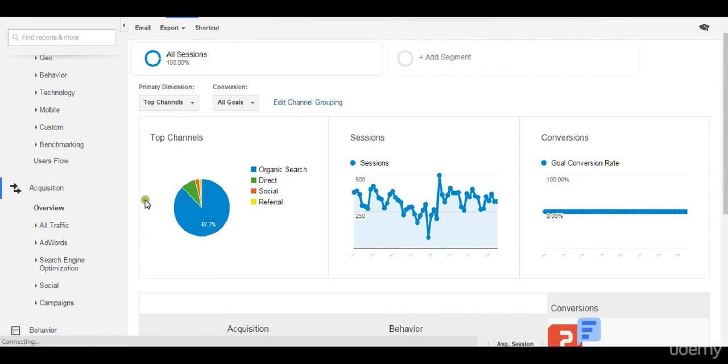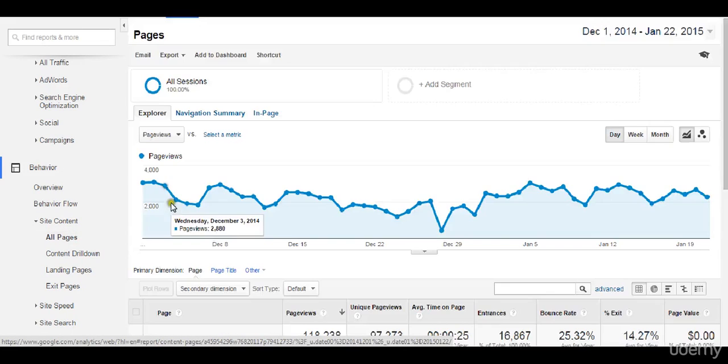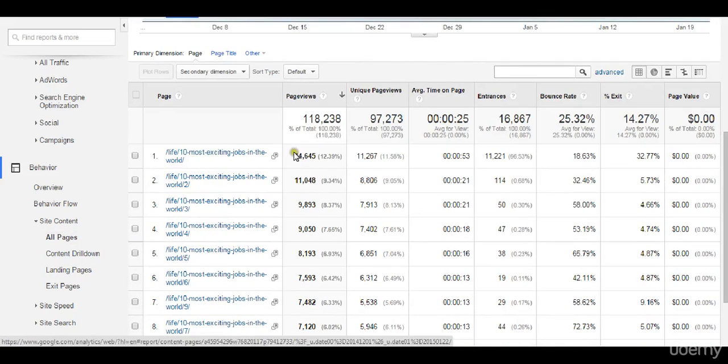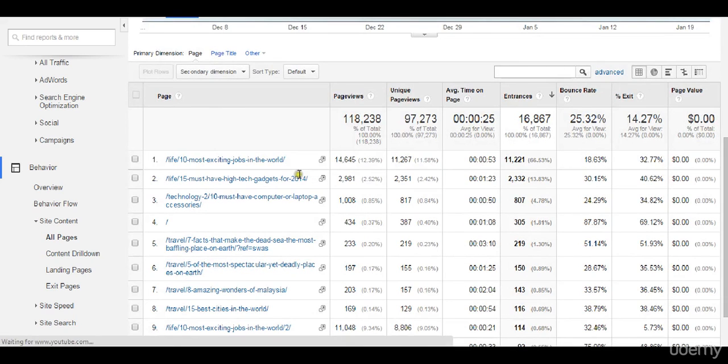So if you look at the type of content, let's just have a look at the different types here. You can see here that a lot of this content is coming from the 10 most exciting jobs in the world. So the question is, let's actually just sort this by entrances to make it a little simpler. Okay, so how many advertisers want to advertise on this article? Now you might have people who are advertising jobs or maybe resumes, those kind of things. This might be pointed towards somebody who is looking for a new career.